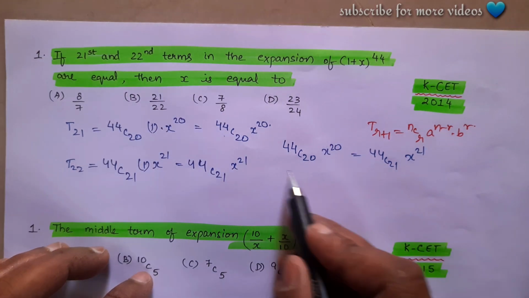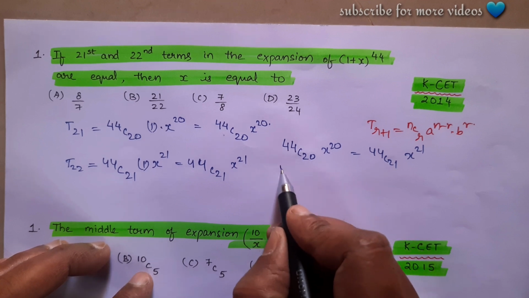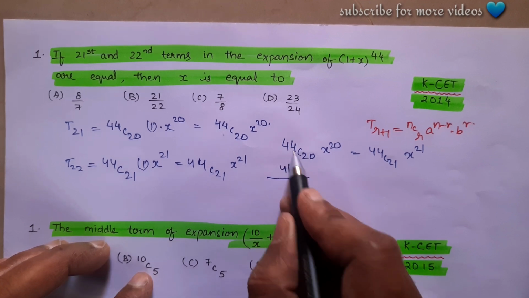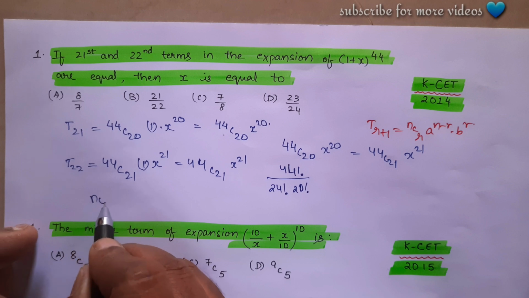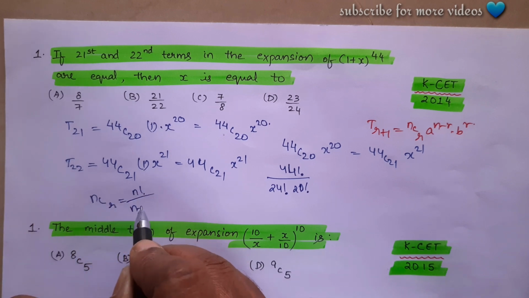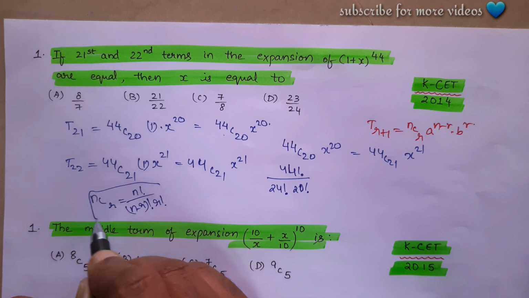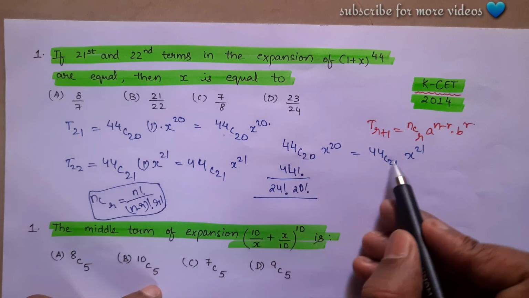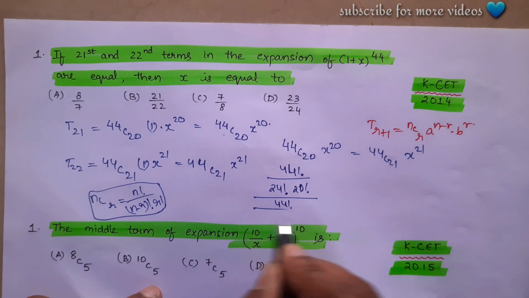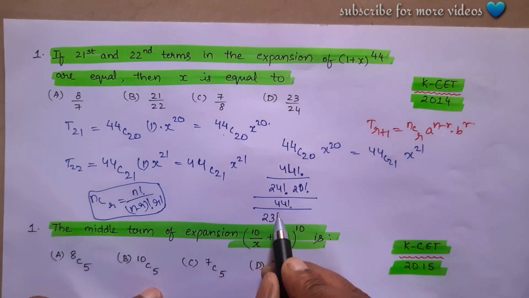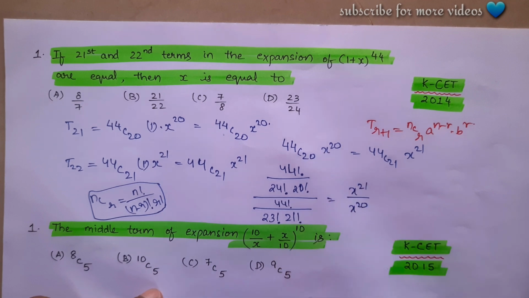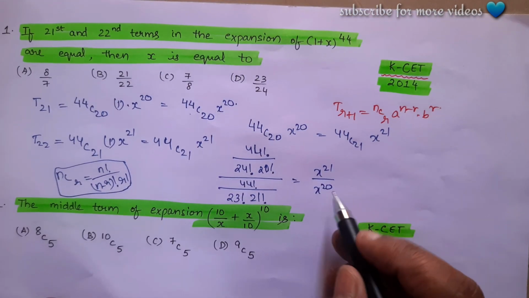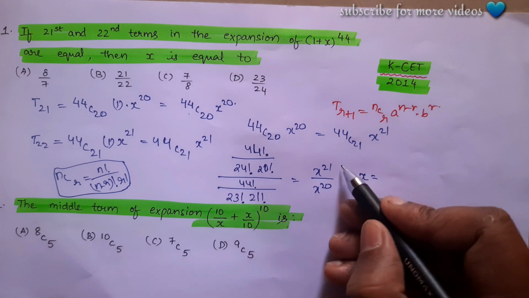This one we will simplify by using the nCr formula. So 44C20 is nothing but 44 factorial by (44 minus 20), 24 factorial, into 20 factorial. Why? Because nCr is equal to n factorial by (n minus r) factorial into r factorial. Based on this formula we can simplify this. So divided by, why? Because this divided by this I will write, which is 44 factorial by (44 minus 21), which is 23 factorial, into 21 factorial, is equal to x power 21 divided by x power 20. So x power 21 by x power 20 we know that is equal to x. Why? Because 21 minus 20 is 1.